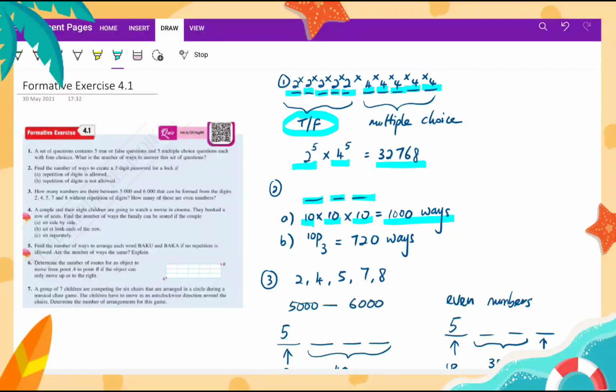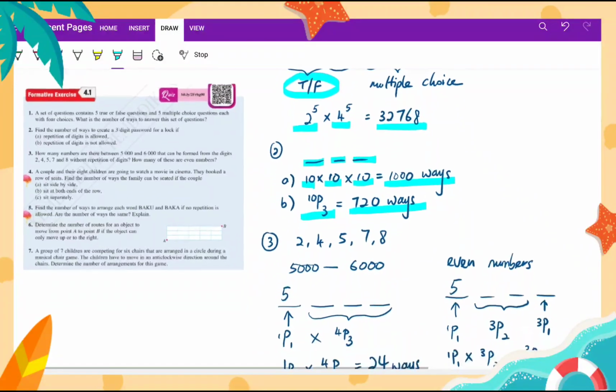B. Repetition of digit is not allowed. If it is not allowed, for the first placing we have 10 options, and for the next placing we have only 9 options. We have to exclude the one used in the first placing. The third placing, I have another 8 options. So basically it is 10P3, which is 720 ways.